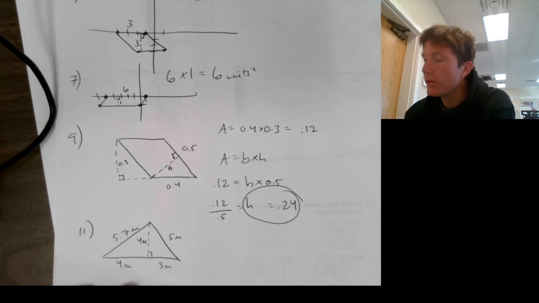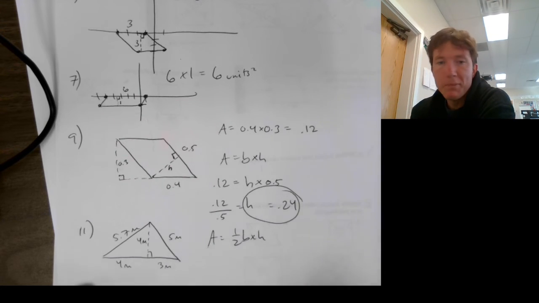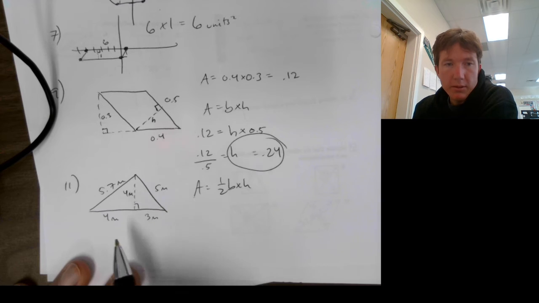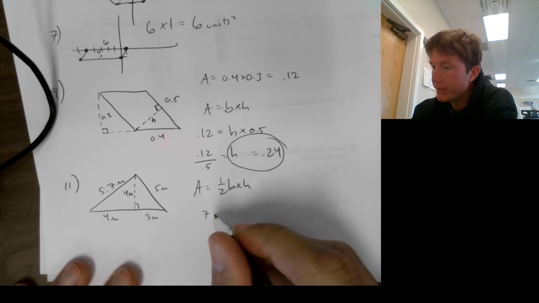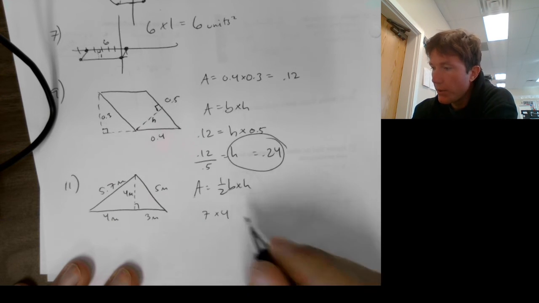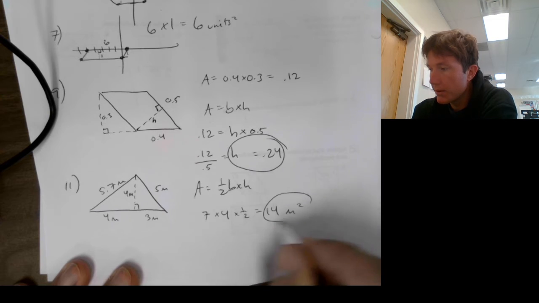Okay. Let's see. So the area of a triangle, if you remember, is area equals 1/2 base times height. So my base here is going to be my base leg. The height will be the height that corresponds to that base. The base is 7, and the height is 4. Times that half. That equals 14 meters squared.